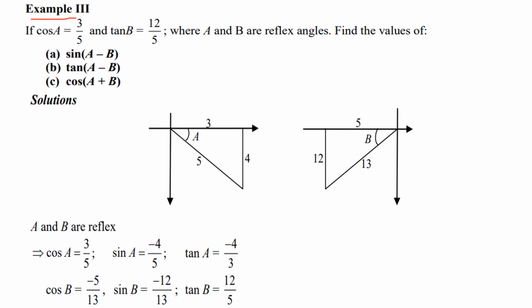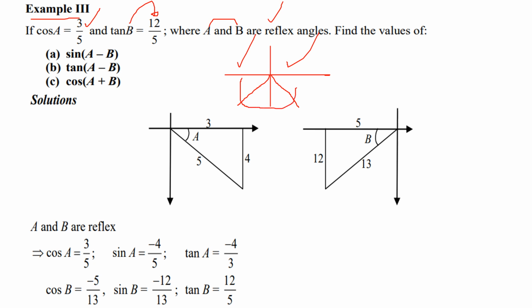For example 3, they told you that cos A is equal to 3 over 5 and tan B is equal to 12 divided by 5. Now they told you that A and B are going to be reflex angles. Now for reflex, remember that this is acute, this is obtuse. Now for reflex, it depends. Here only tan is positive and here only cos is positive. Now once they give you values that are positive, for reflex means everything down here.